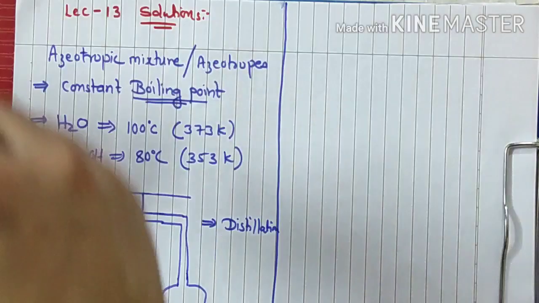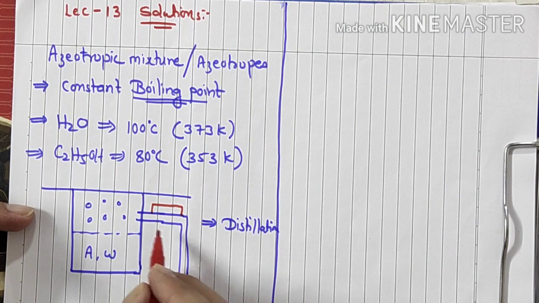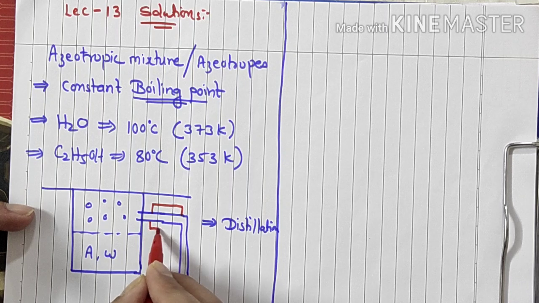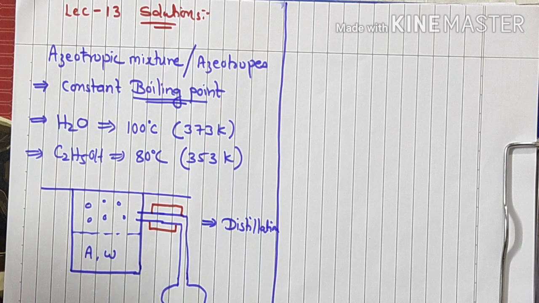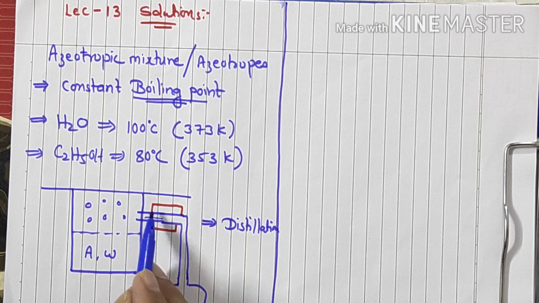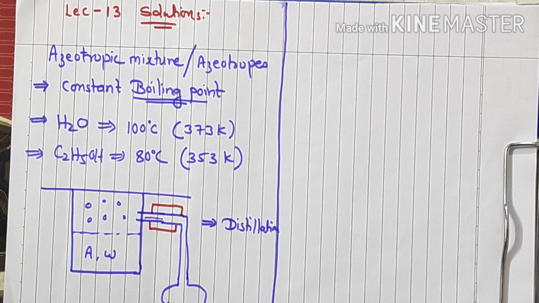And here I attach what? If I want to distill this, what do I have to attach? It's a condenser, right? So the vapors will go from here through the condenser. What is the work of a condenser? It will condense that vapor into a liquid state, and this liquid will get collected over here.